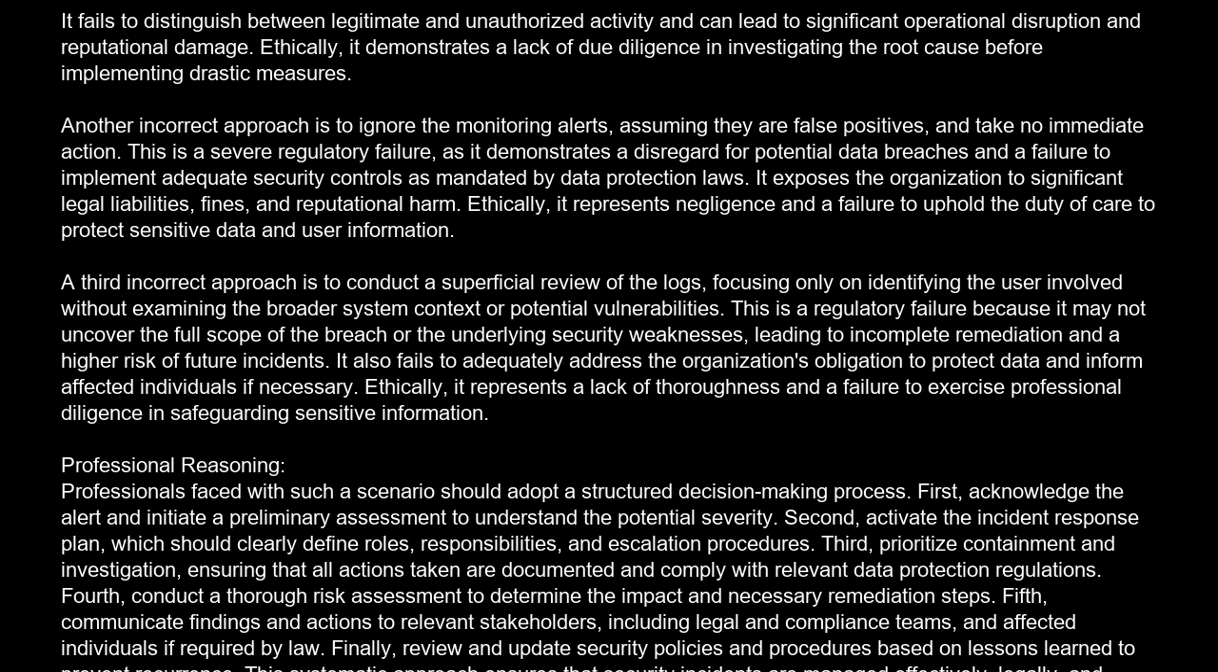Third, prioritize containment and investigation, ensuring that all actions taken are documented and comply with relevant data protection regulations. Fourth, conduct a thorough risk assessment to determine the impact and necessary remediation steps. Fifth, communicate findings and actions to relevant stakeholders, including legal and compliance teams, and affected individuals if required by law. Finally, review and update security policies and procedures based on lessons learned to prevent recurrence. This systematic approach ensures that security incidents are managed effectively, legally, and ethically.